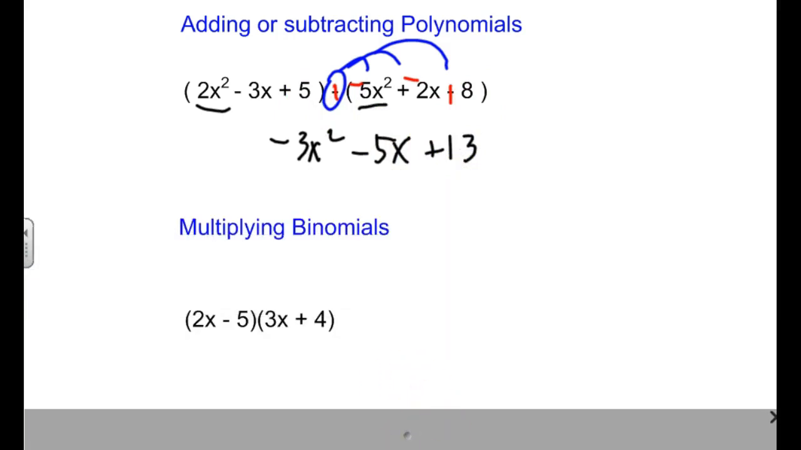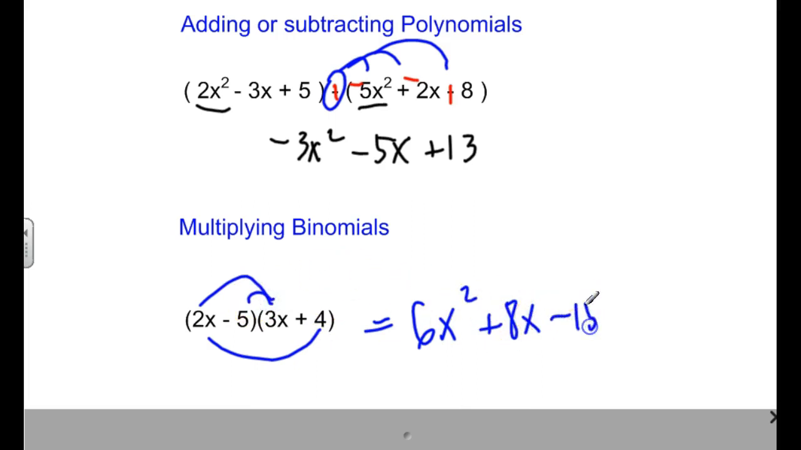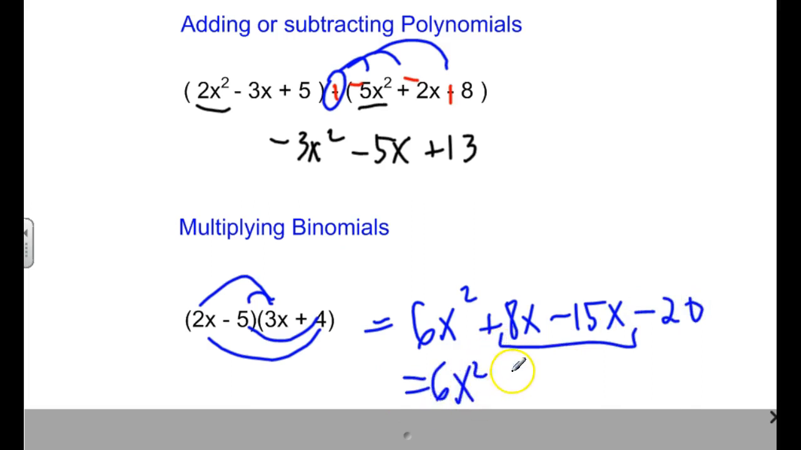In fact, you might have a fancy name called FOIL to do these kinds of things. First times first is 6x squared, outside plus 8x, inside minus 15x, and last minus 20. Typically, the two middle guys go together. 6x squared minus 7x minus 20. And you got it.